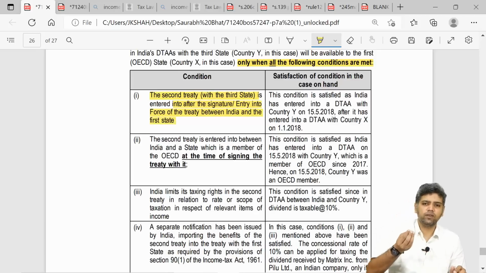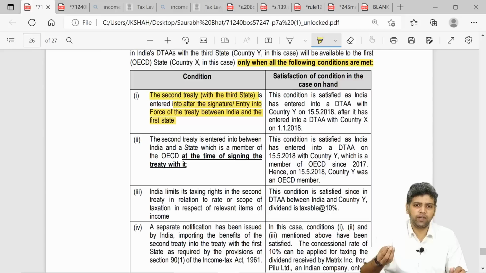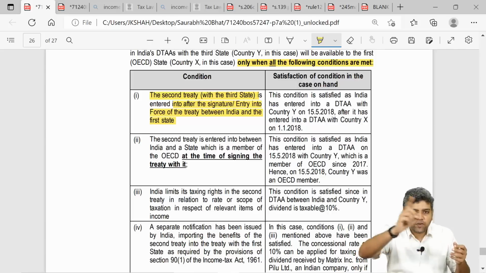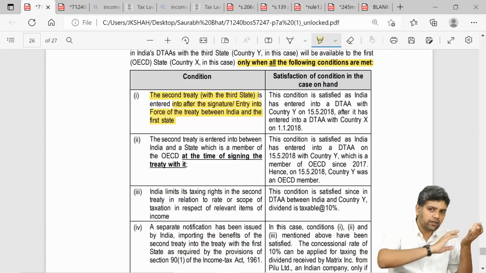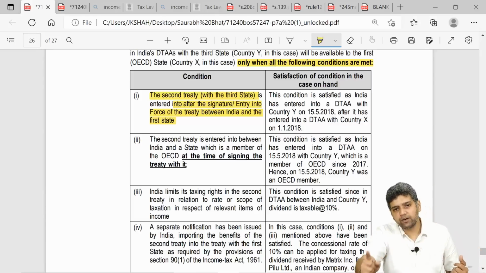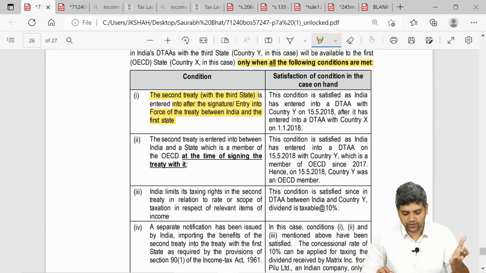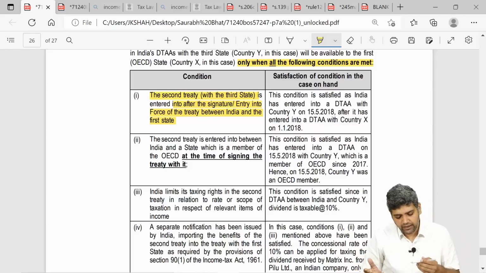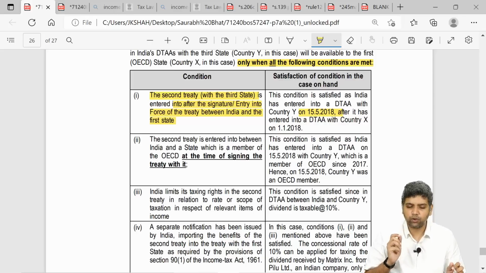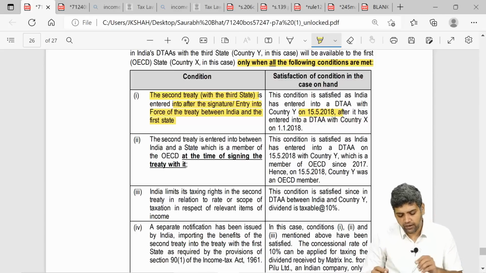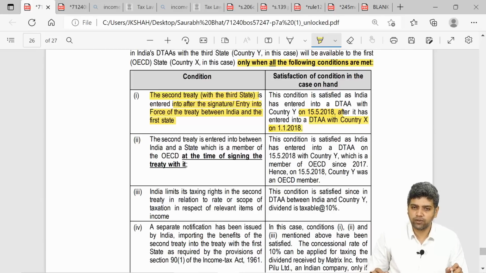So this is the understanding of MFN right since beginning. Like in my example I told you, I gave 2 chocolates to my best friend, then I am distributing in class. So there is a subsequent treaty. I entered into a treaty with country X, now subsequently I am entering into a treaty with country Y. So the treaty with MFN country is entered first and subsequently there is a treaty. Now that is definitely satisfied because DTAA with country Y is entered into in May 2018, whereas with country X I have already entered into treaty in January 2018.